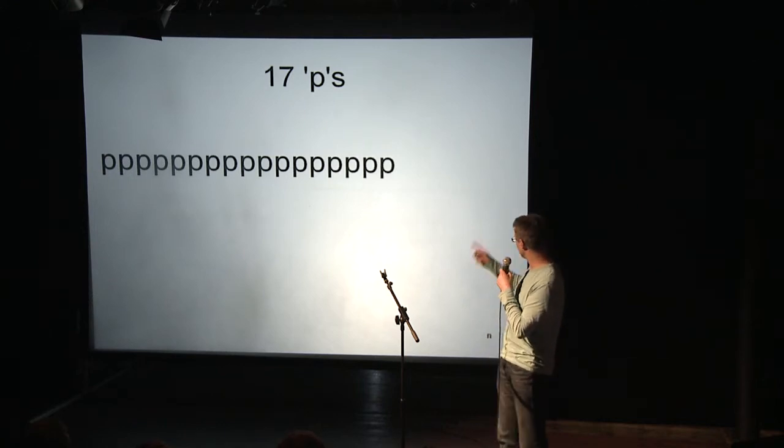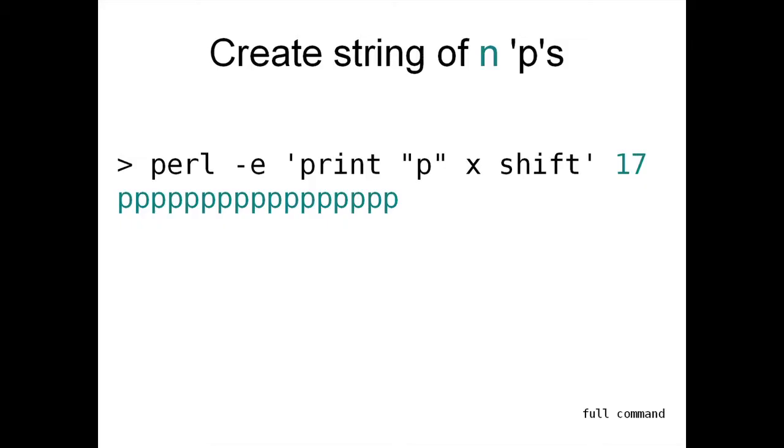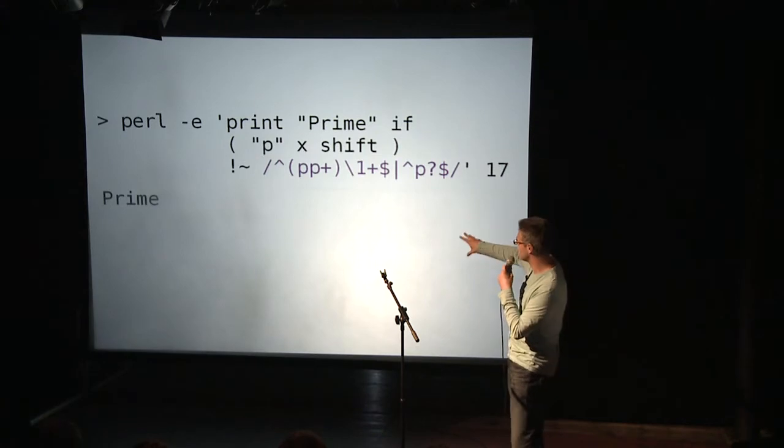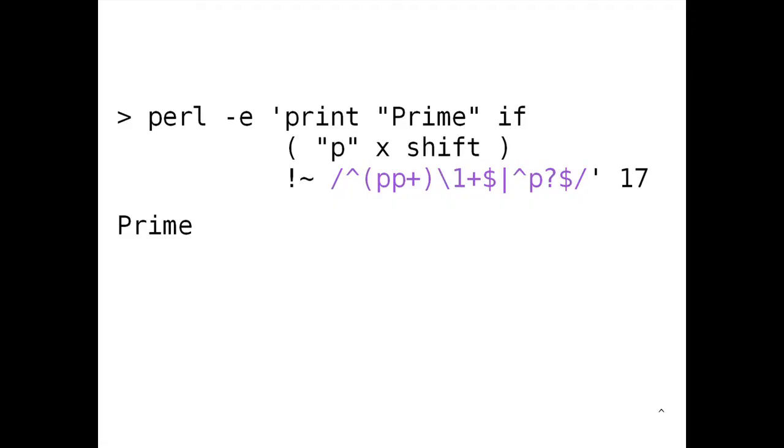Now, on the next slide, it will show you how Perl creates a string of 17 Ps. Don't worry about the details, but it's just doing it. That's all it's doing. It's creating a string of 17 Ps there. And what the next slide is going to do is to show that ridiculous search term. It's going to show that within the Perl expression. So now we're just going to concentrate on what's between those slashes there. Okay. And here this is shown that 17 is indeed a prime number.